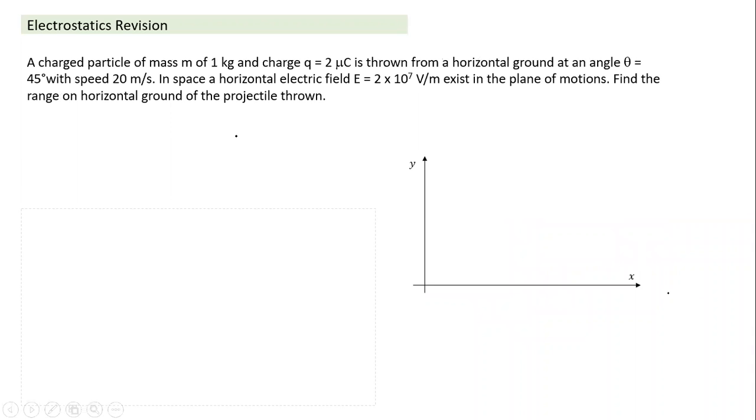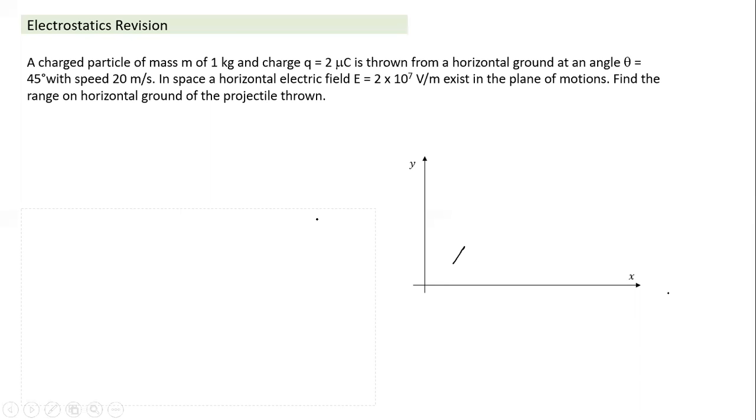Then, there are some questions which are just like a simple kinematic question. A charged particle of mass m, 1 kg, and it has some charge also. It is thrown from a horizontal ground at an angle theta equal to 45 degrees with a speed of 20 meter per second. So far, the first part is okay. This is a projectile, and u is given and theta is given. So we can draw that part.